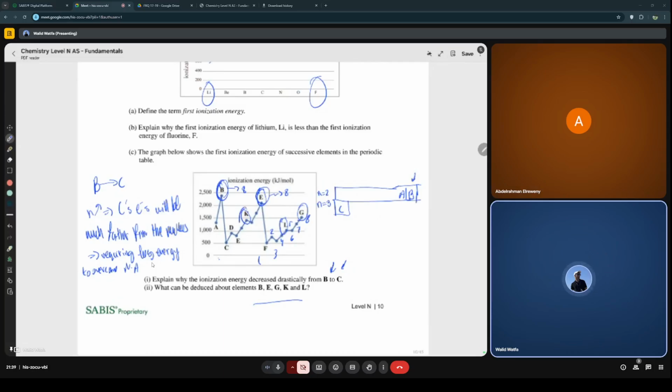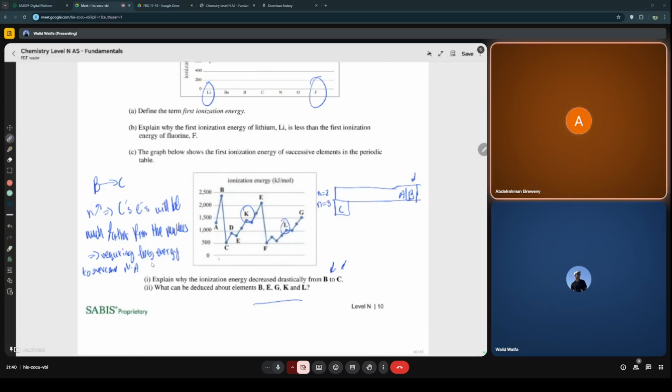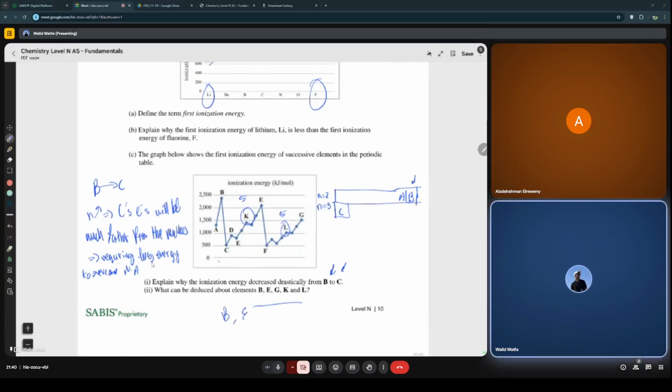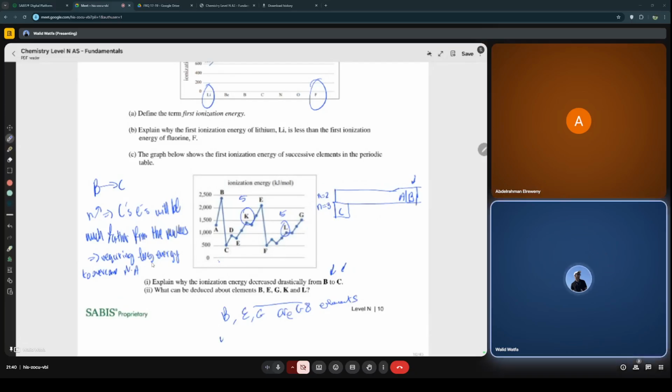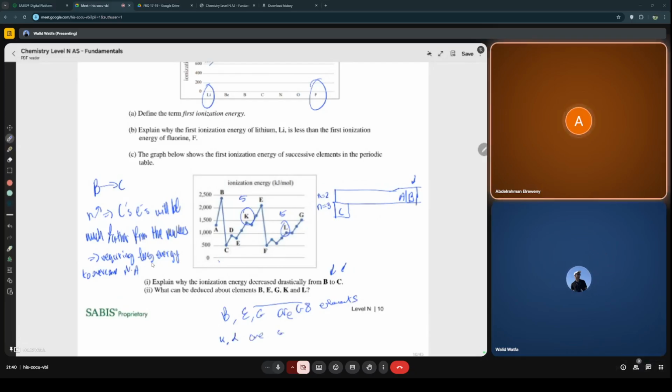But when you look at K and L, they both also decrease after, right? Now, in what groups are K and L? That's 1, 2, 3, 4, 5. Exactly. So this is 5. So you say B, E, and G are group 8 elements. K and L are group 5 elements.